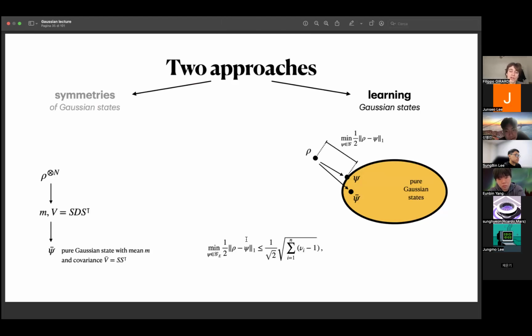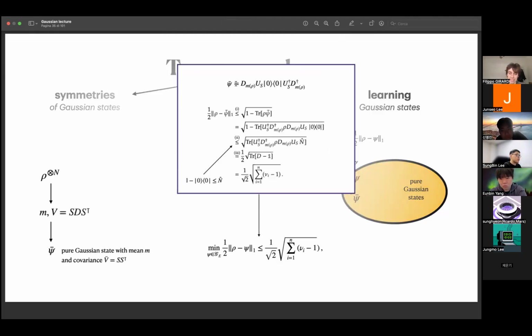Of course, first of all, let's suppose that we know mean and covariance, and we want to upper bound this distance. It's easy to prove that in the end, this upper bound will just reduce to this sum of the difference between the symplectic eigenvalues of V and 1, which will be the case of a pure Gaussian state. And how do you prove that? You write down explicitly the state psi bar as a Gaussian state, and then you use, first of all, the Fuchs van der Graaf inequality to estimate the trace distance by comparing it with the fidelity, which is written this way for a pure state and a mixed state. And you just write down the state psi bar.